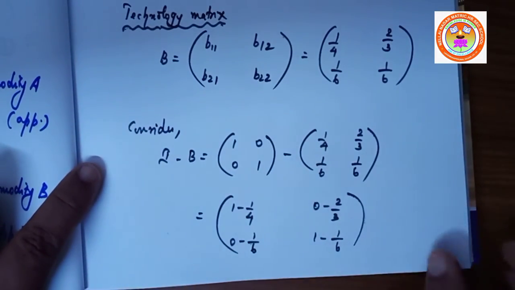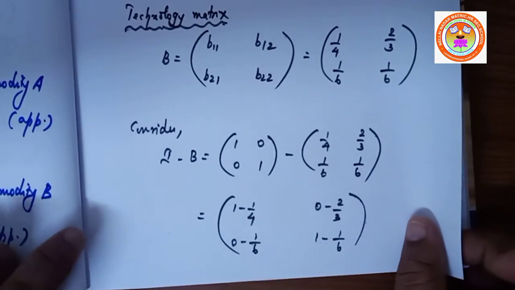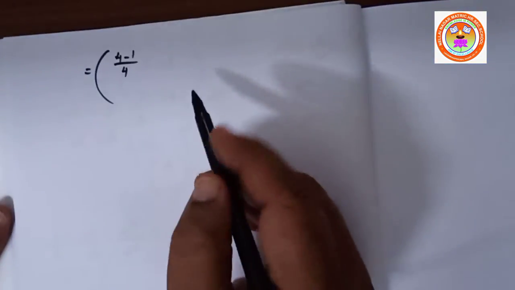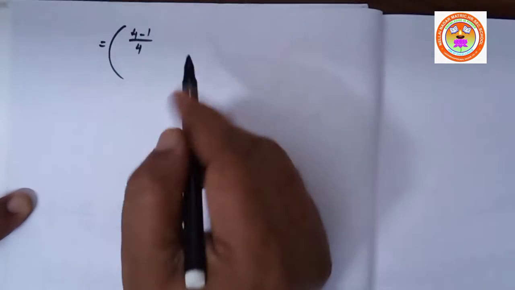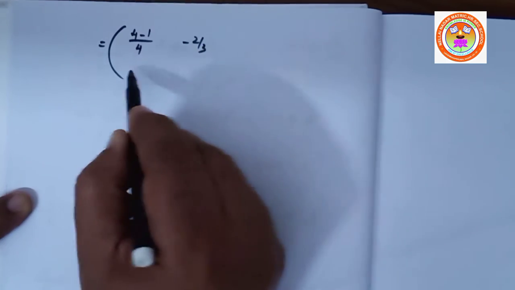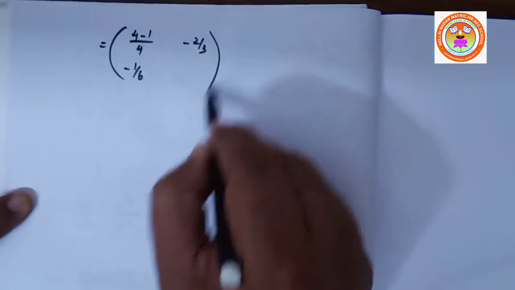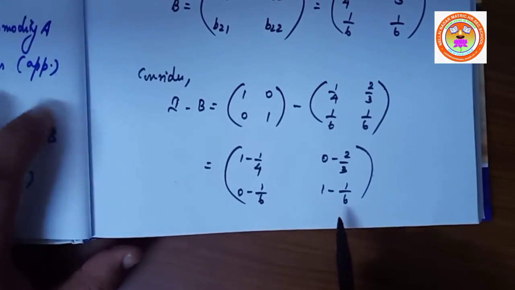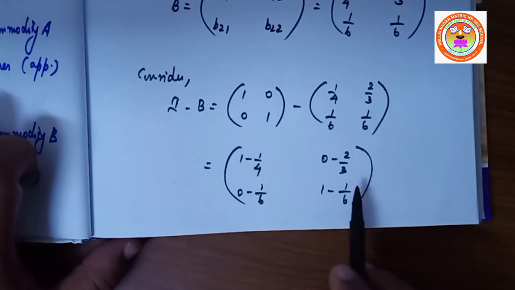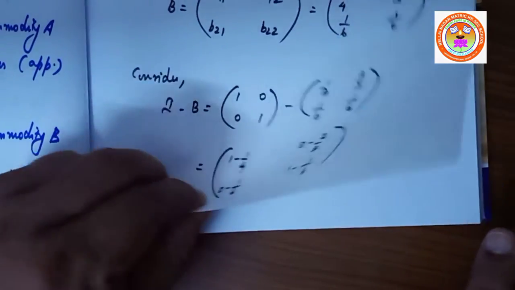0 minus 1 by 6 is equal to minus 1 by 6. So minus 2 by 3, minus 1 by 6. Then finally, here you have to take the LCM for 1 minus 1 by 6. 6 is the LCM. You will be getting 6 minus 1 whole divided by 6.